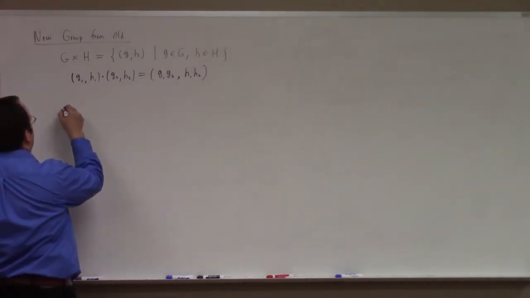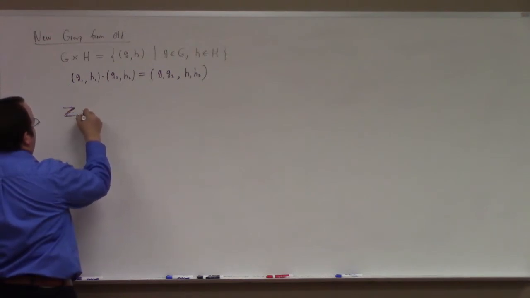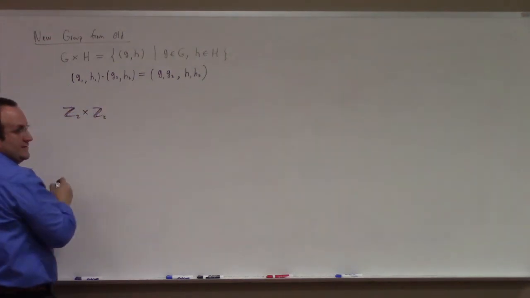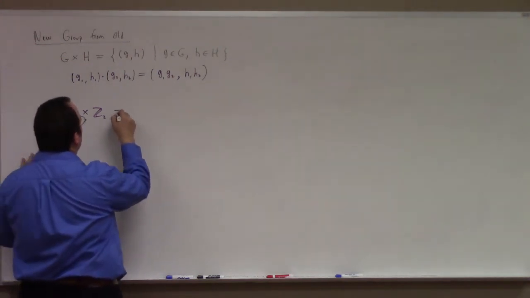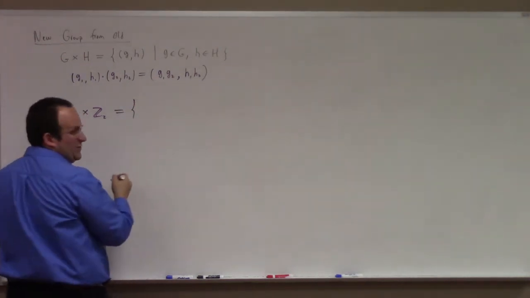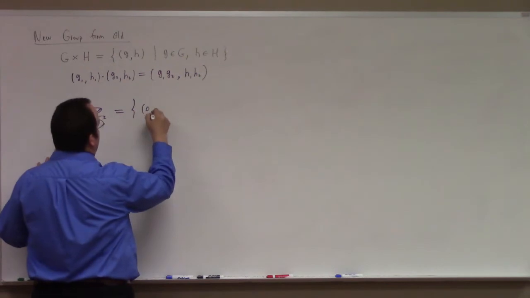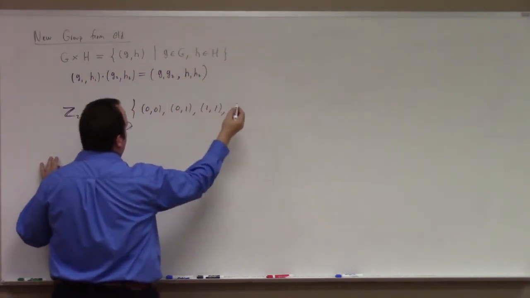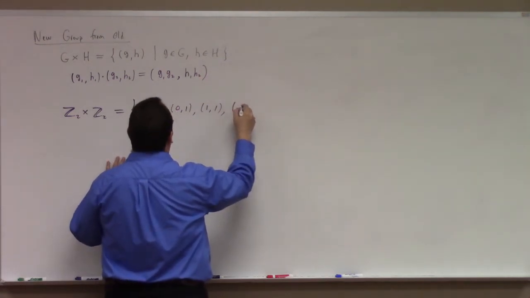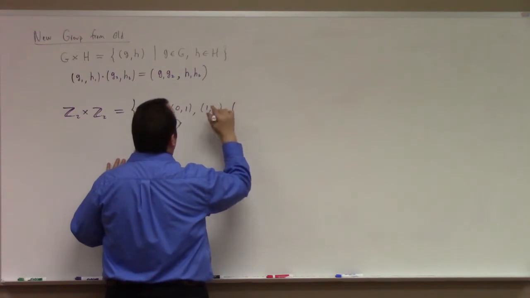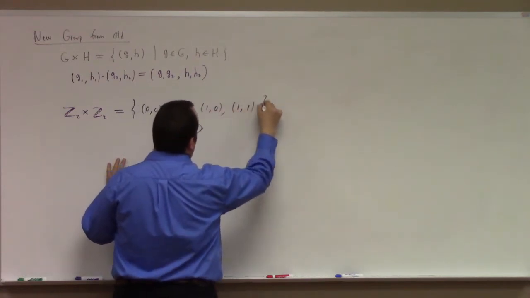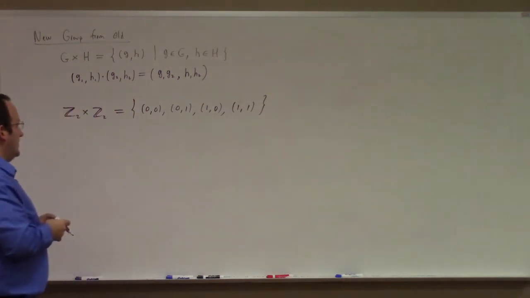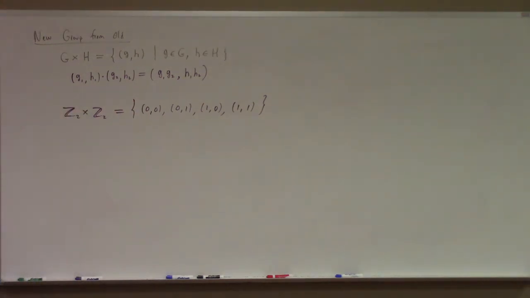So we can talk about stuff like Z2 cross Z2, right? This specifically has four things in it: (0,0), (0,1), (1,1), and what's the other one? Oh, that's weird, my ordering is weird. I should do (1,0), (1,1). Okay, there. Those are all the possible two-tuples, right?